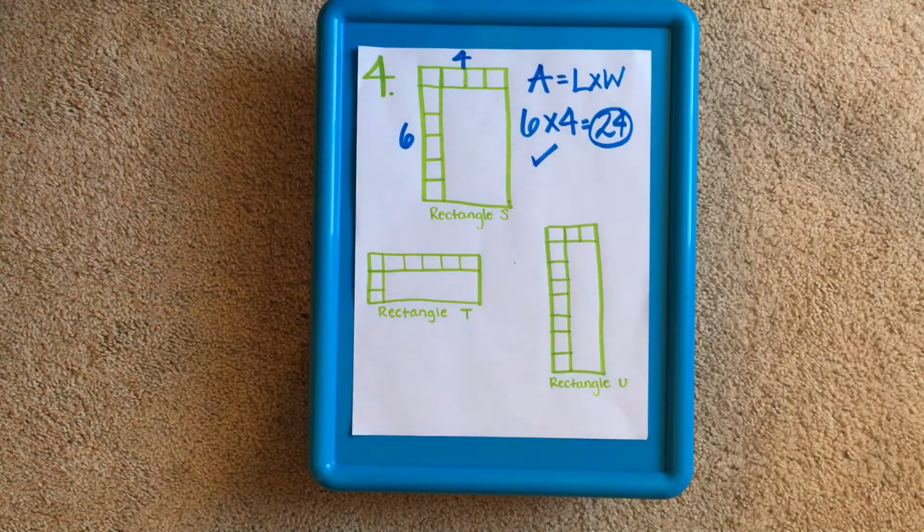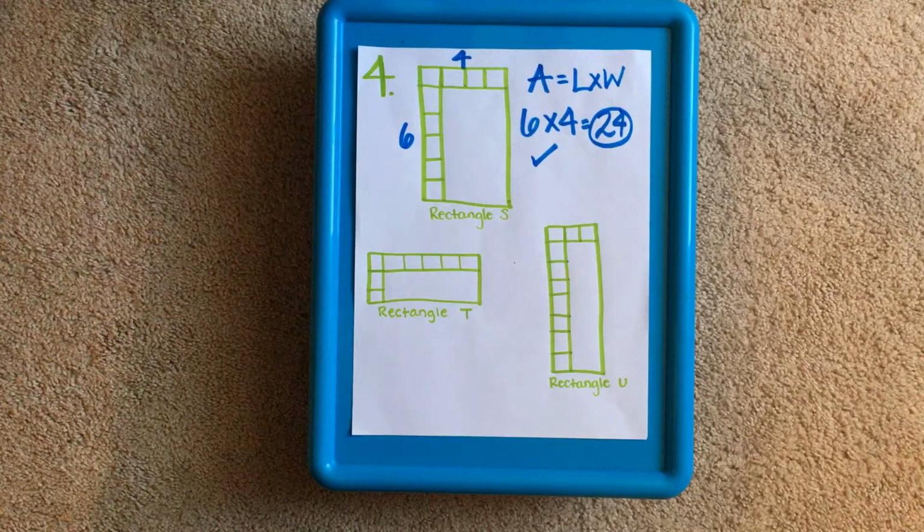All right, so number 4 is asking us which of the rectangles have an area of 24. So remember, we're looking for the rectangle that does not have an area of 24. So I went ahead and did the first one just to show you guys what this is going to end up looking like. So for rectangle S, you'll notice that the length is 4 and the width is 6.